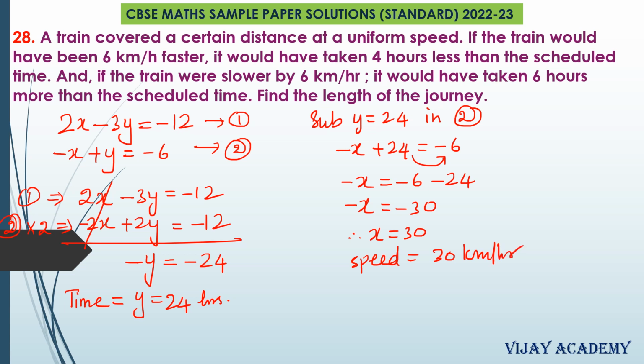So we need to find the distance. Distance is equal to speed into time, that is 30 into 24, we get 720 km. So the length of the journey is 720 km.